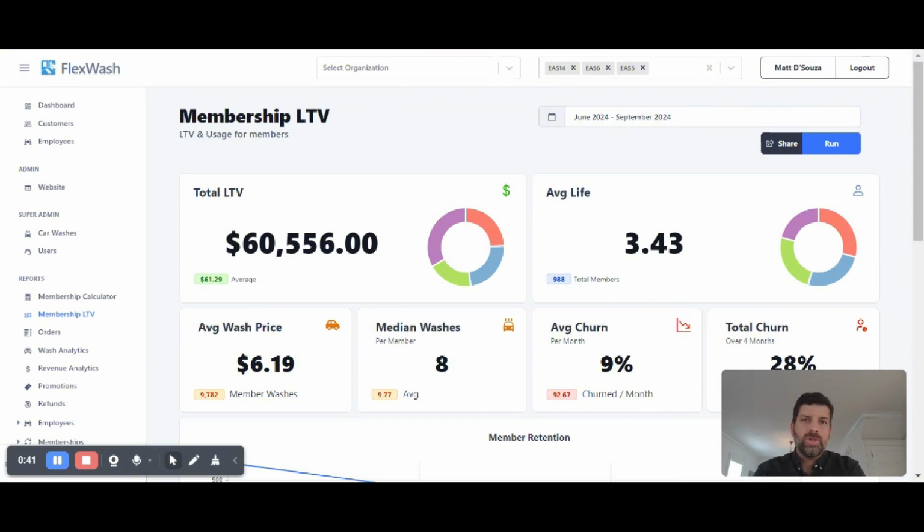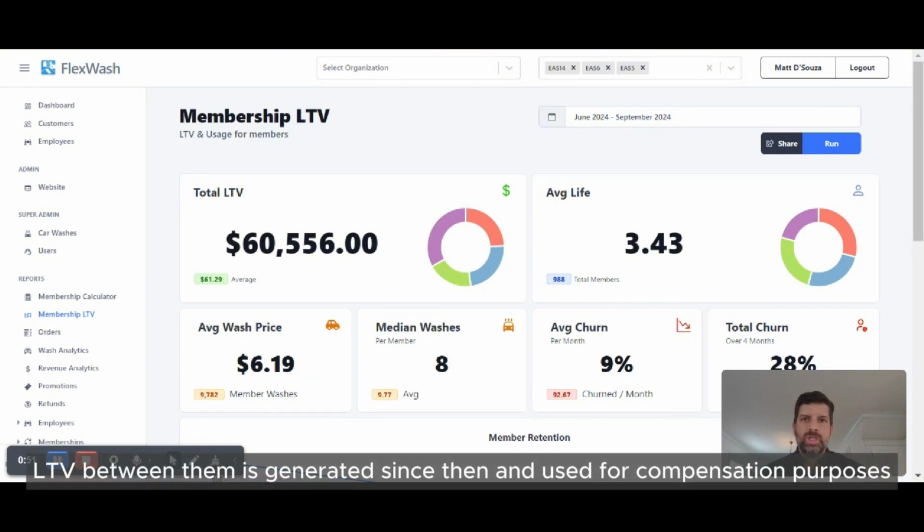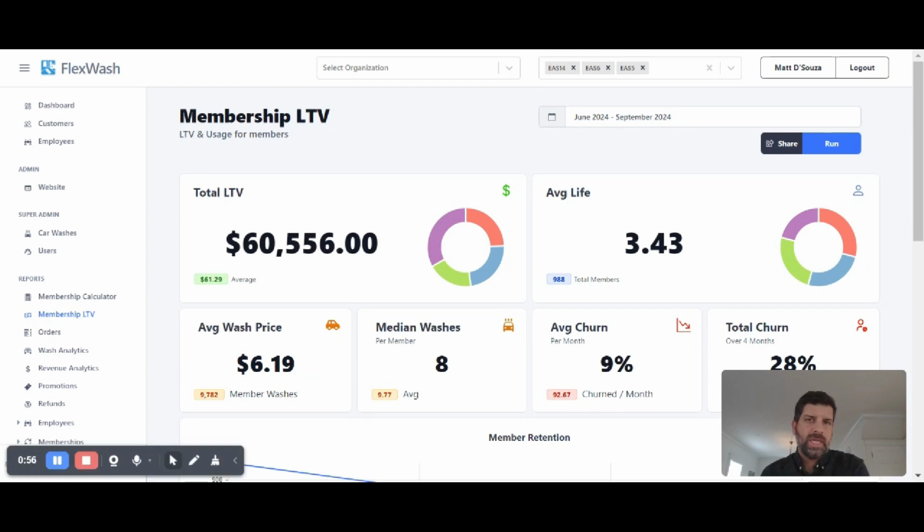And the way that this report is going is we can take this and then use it for your salespeople. So let's say that Kevin and Sean both sold 50 in the month of June. Well, what's the lifetime value each one of them has generated since then, and then use that for compensation purposes. So we'll get into that as well.